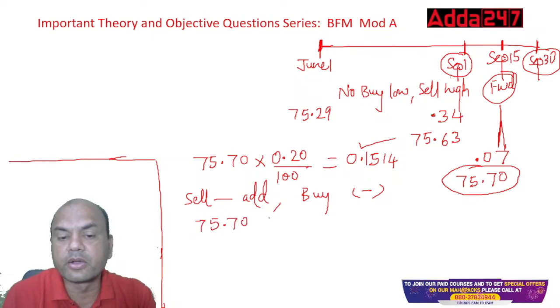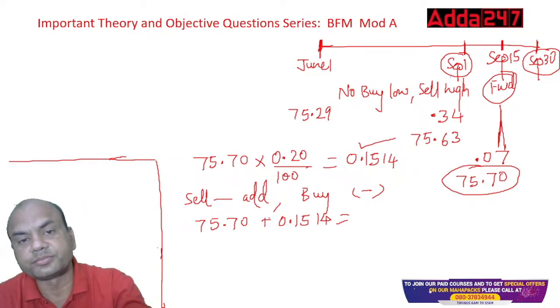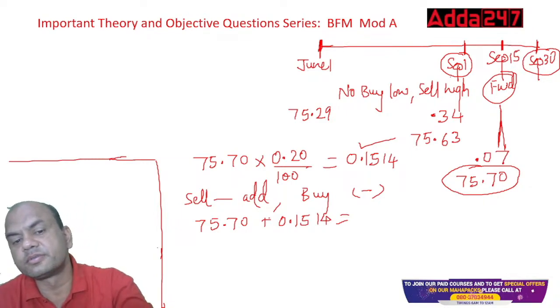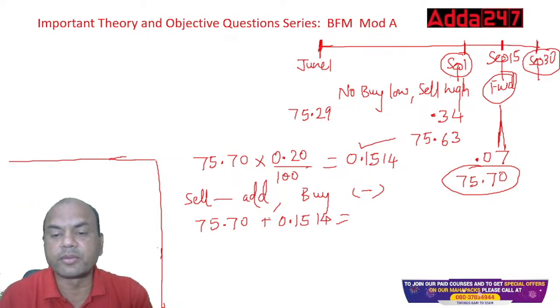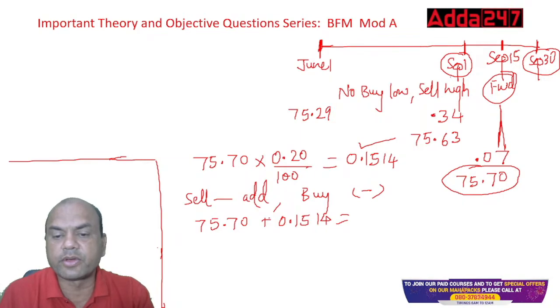75.70 plus 0.1514. So what is the answer you are getting? Add it. So let me see the answer from your side. It is 75.7 plus 0.1514. Everyone tried 75.85. 75.8514. This is the exact answer you will be getting. And this is your final answer.